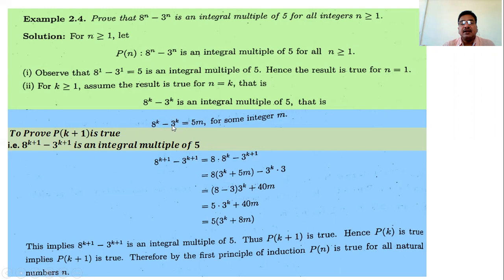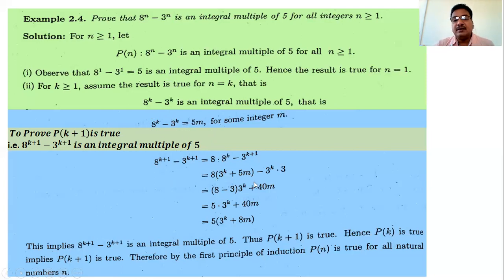It is 3 raised to k. Shift this minus 3 raised to k to the RHS. So what do we have? Plus 3 raised to k plus 5m. This is the value of 8 raised to k by using the induction hypothesis. Obviously, in this proof, in the second step, if I have to show the result is true for k plus 1, obviously use the induction hypothesis. Otherwise, the proof is not completed. In order to prove the result is true for k plus 1, use the induction hypothesis in some step.